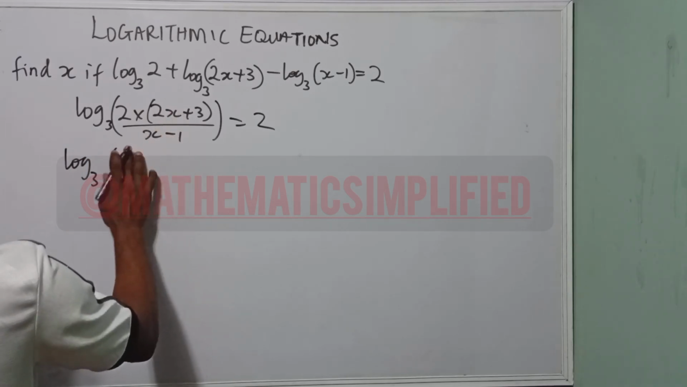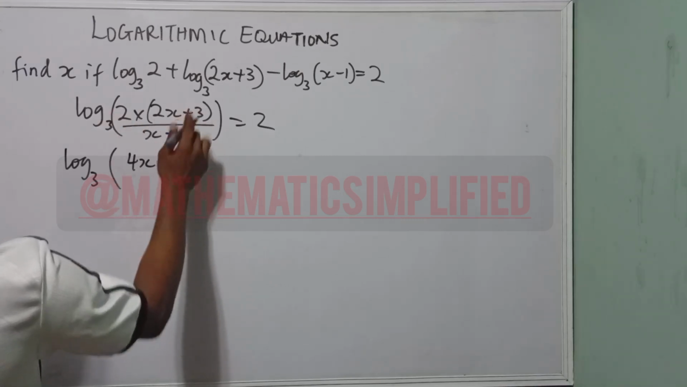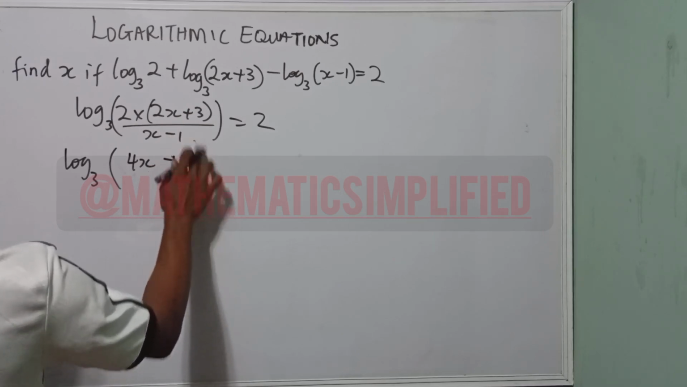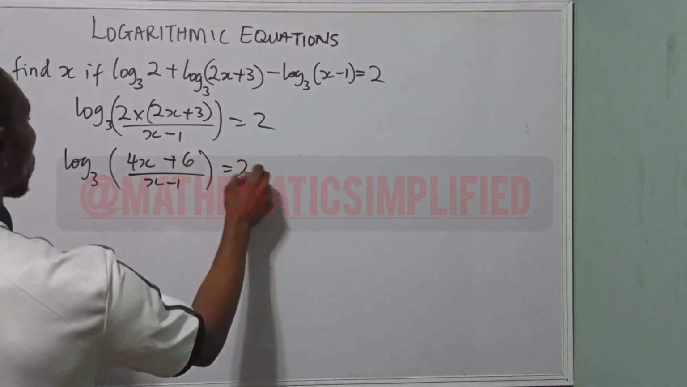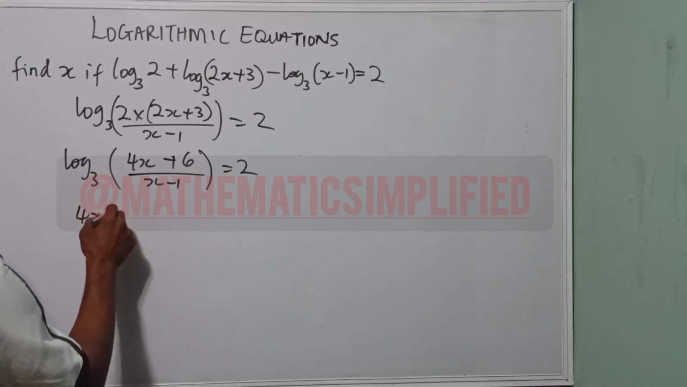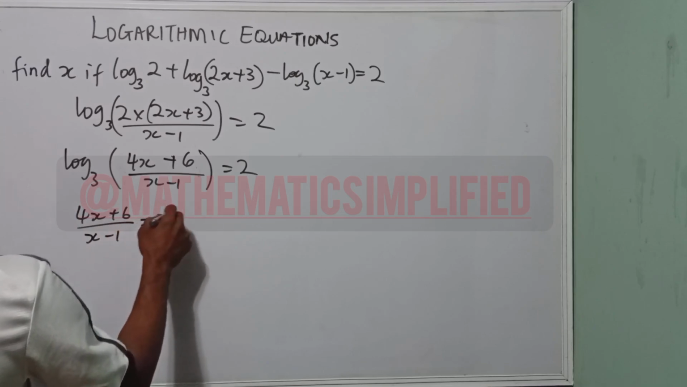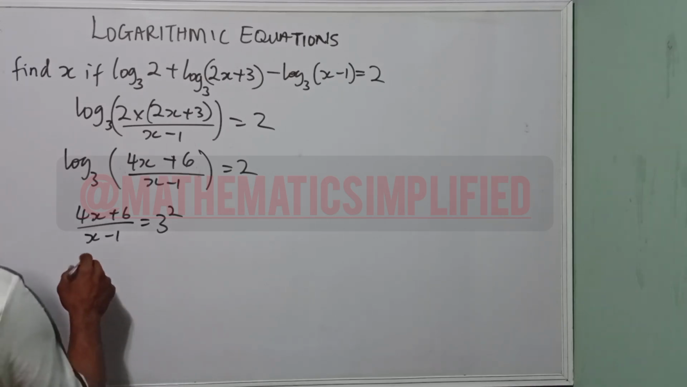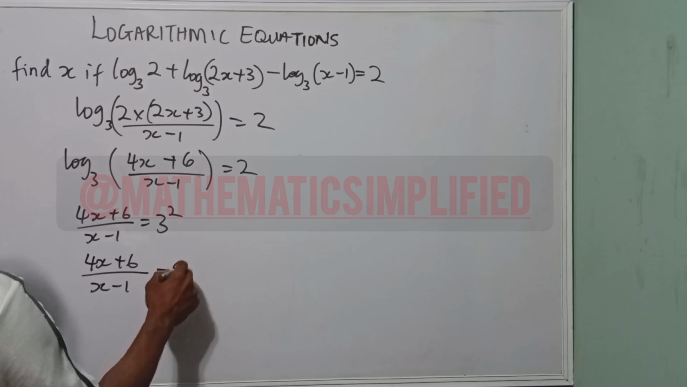Alright, so this becomes log₃ of 2 times 2x, which will give us 4x, 2 times 3 plus 6, all over x minus 1, equals 2. Now, this becomes 4x plus 6 all over x minus 1 equals 3 raised to 2. Now, 3 raised to 2 is 3 times 3, which is 9. So this gives us 4x plus 6 over x minus 1 equals 9.